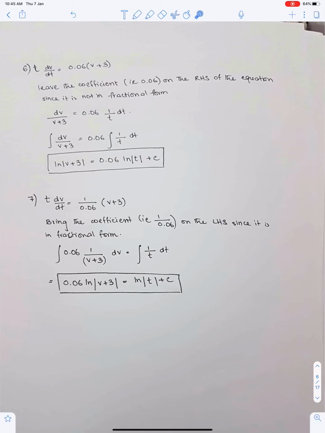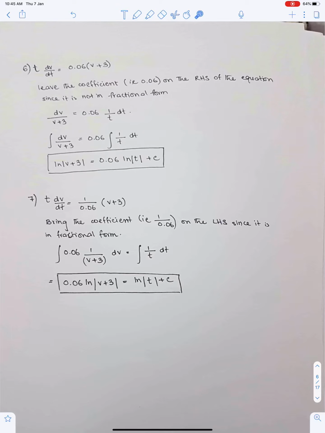So finally, after the separable, we have dv upon v plus 3, 0.06 as it is here, 1 upon t and dt. After taking the sign of integral on both sides, we have ln v plus 3 here, 0.06 here, ln t plus c.